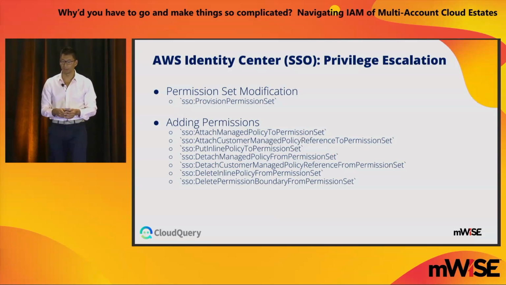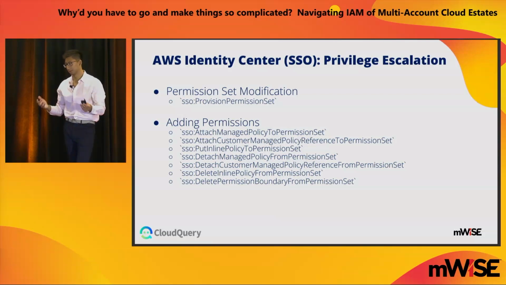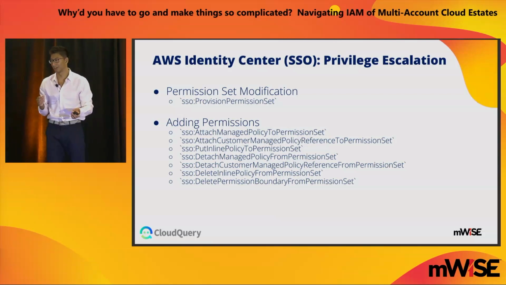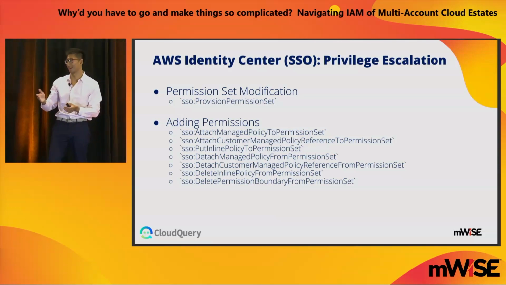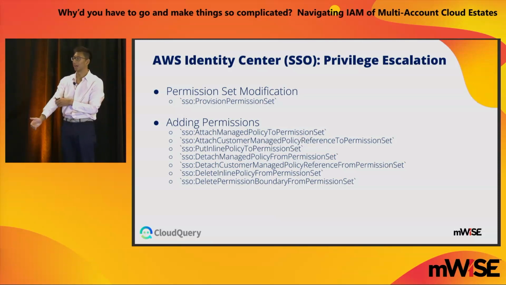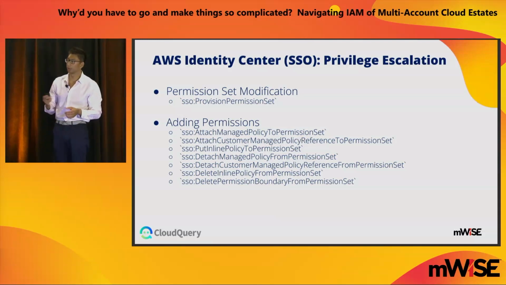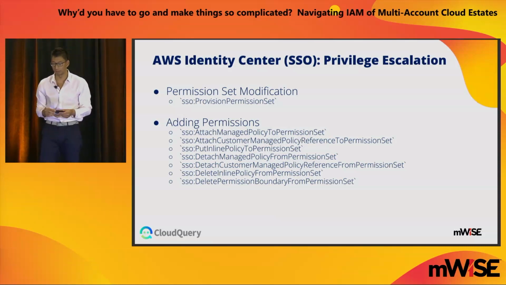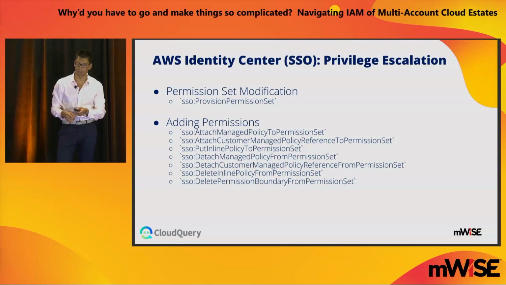So we have SSO attach managed policy to permission set, attach customer managed policy reference to permission set, and the reason for this is another nuance in AWS. Attaching a managed policy to a permission set is attaching an AWS managed policy. Attaching a customer managed policy is exactly how it sounds, and this is slightly different from IAM actions where we attach just one managed policy. There's also put inline policy to permission set. If you're familiar with inline policies that are part of that permission set itself, then we can detach managed policy, detach customer managed policy, delete inline policy, and lastly, delete permission boundary from permission set.